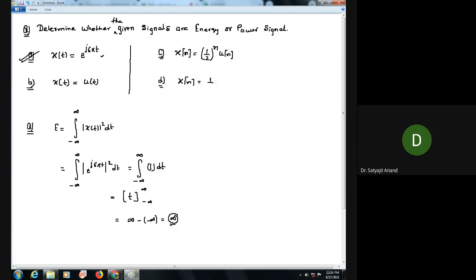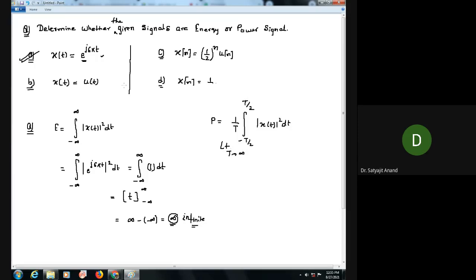So here we are getting the energy of this complex signal. This is infinite, students. Then only we can conclude. So what is power? Power is 1 by T, limit minus T by 2 to plus T by 2, mod x(t) whole square dt, and here the limit T tends to infinity.